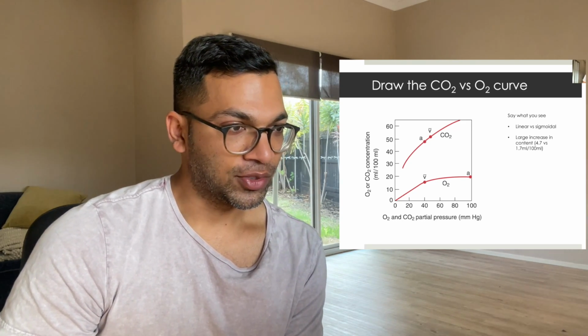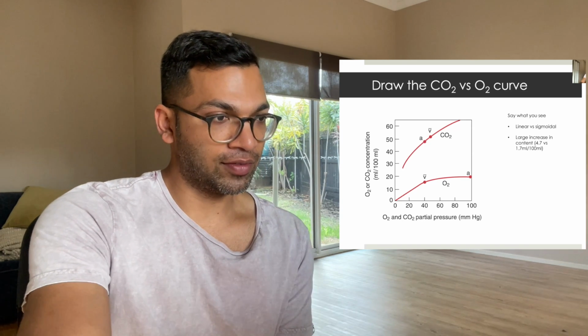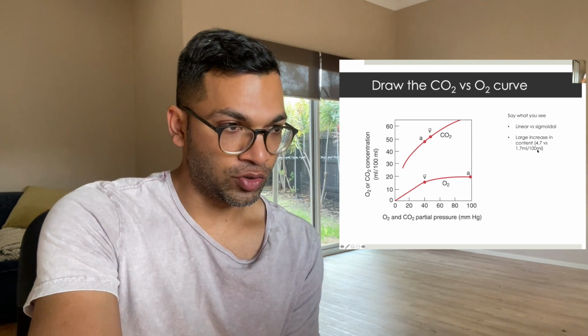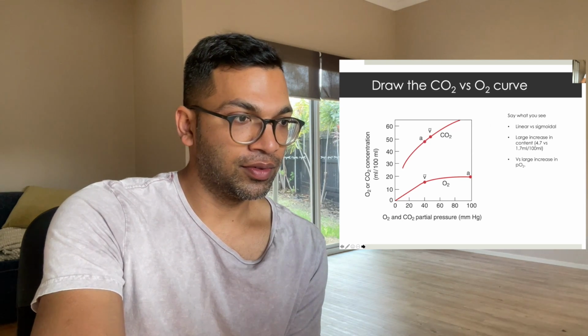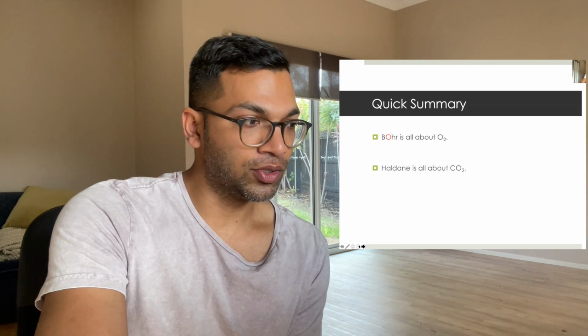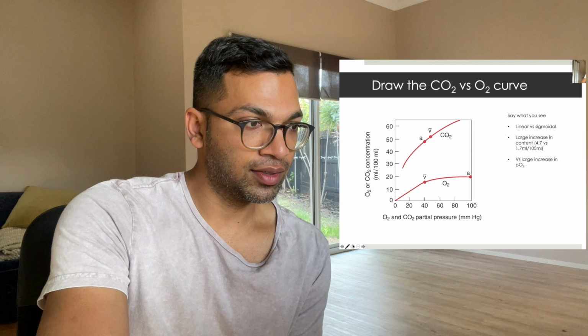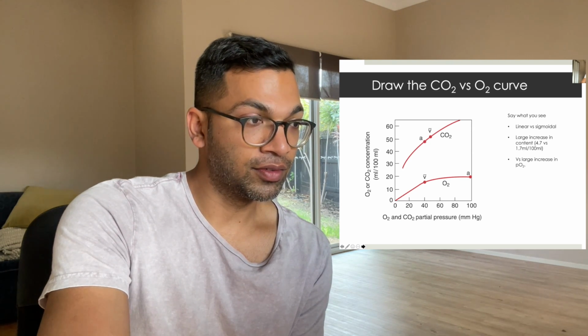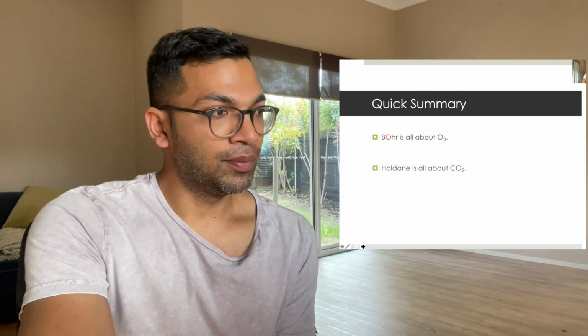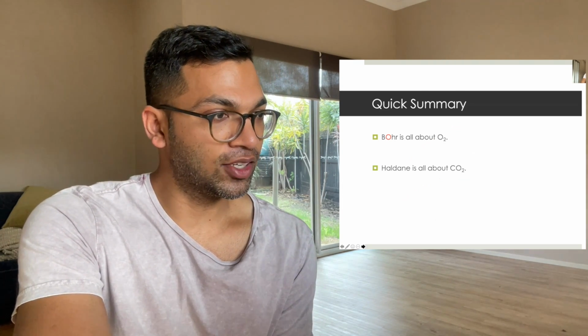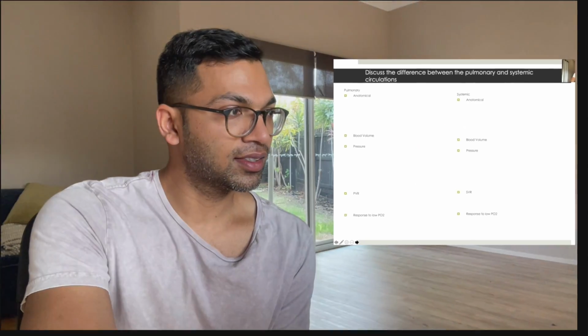Anyway, so there is a large increase, 4.7 versus 1.7 mils per 100 mils, CO2 versus oxygen, so that's an interesting point. So a large increase in PO2 is required, versus a large increase in PO2. So just a quick summary, Bohr is all about oxygen, Haldane is all about CO2, and we've gone through that.